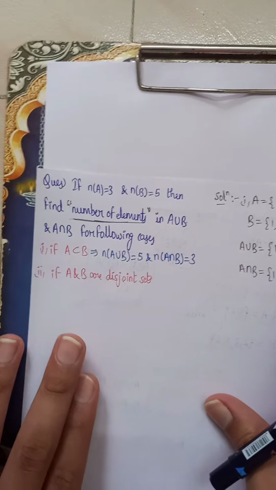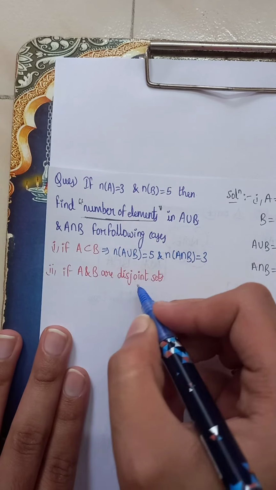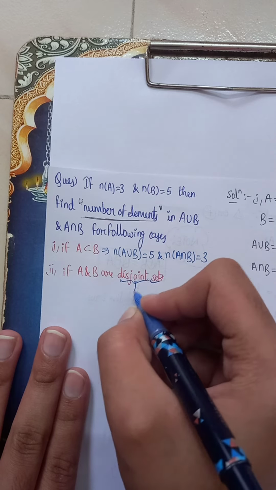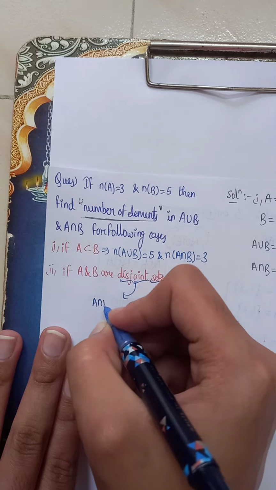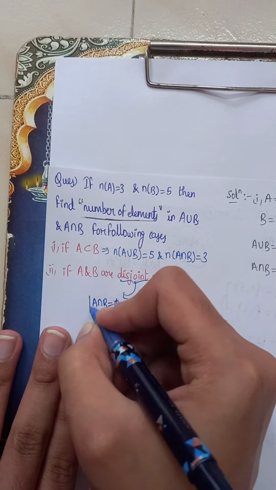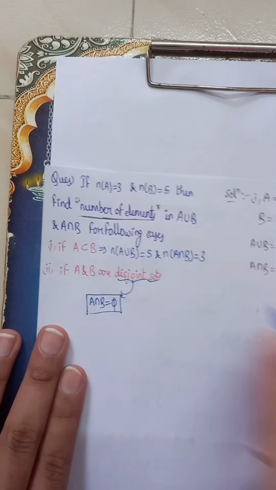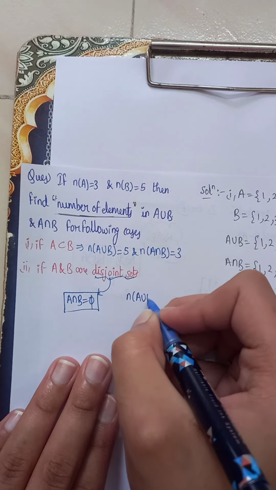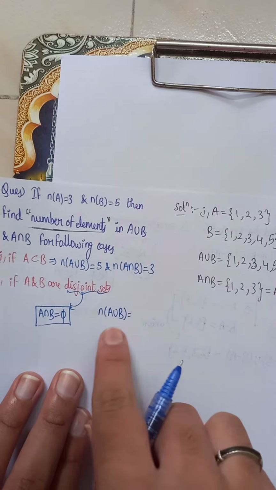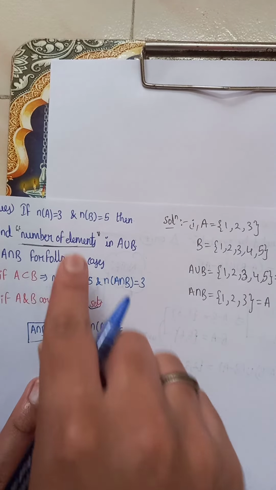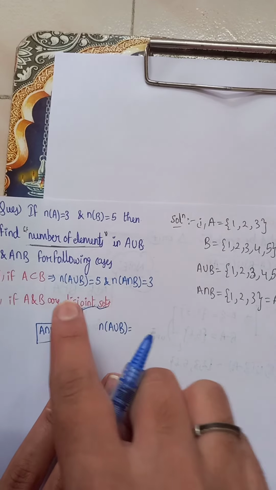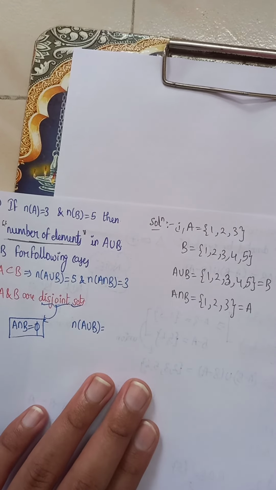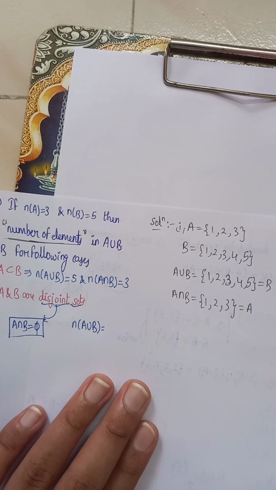Now, next question: if A and B are disjoint sets, what do you get as the answer? It tells us that A intersection B is an empty set. So for the number of elements in A union B, in this case there is nothing called a subset. I'll explain it to you with an example.